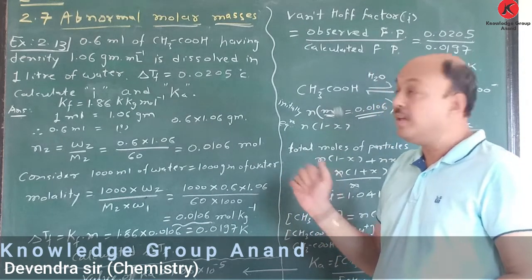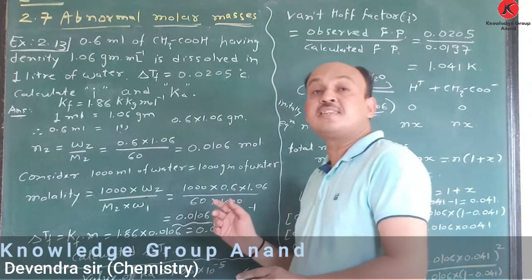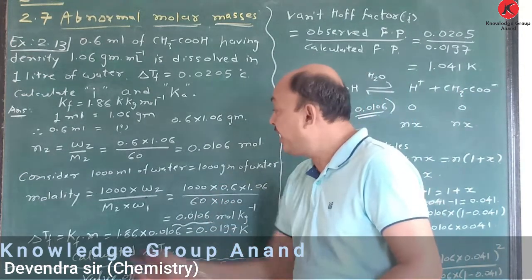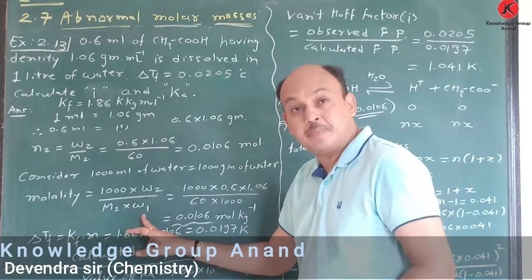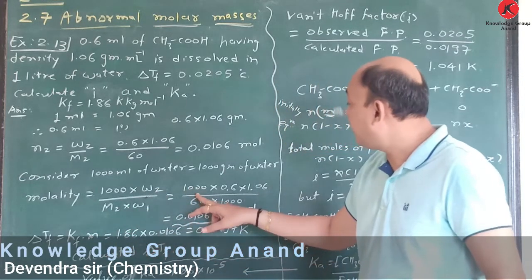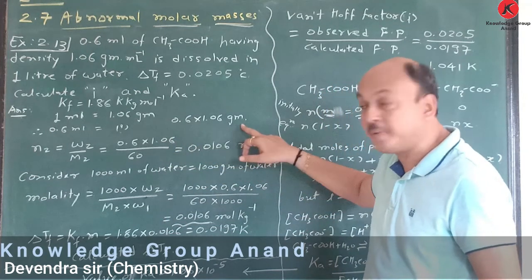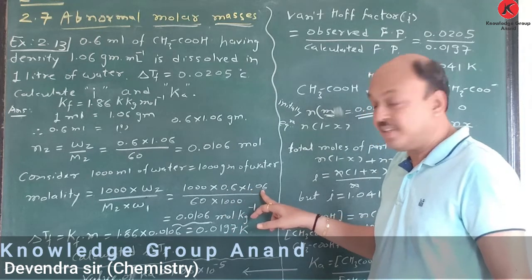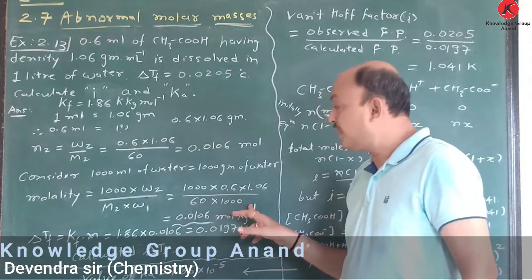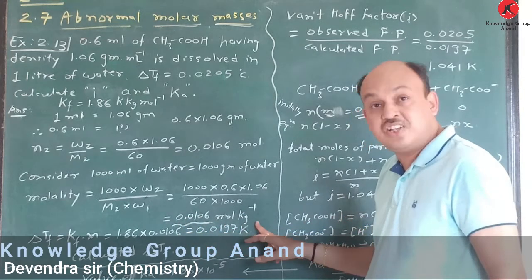What is the meaning of this? Particular data is not given here, but whatever the density of water, it is considered 1 gram per mL. So here molality is equal to 1000 into W2 divided by M2 into W1. Put this value: 1000 into W2, this value is 0.6 into 1.06 gram. So this value is 0.6 into 1.06 divided by 60 into 1000. So the value is 0.0106 mole per kg.